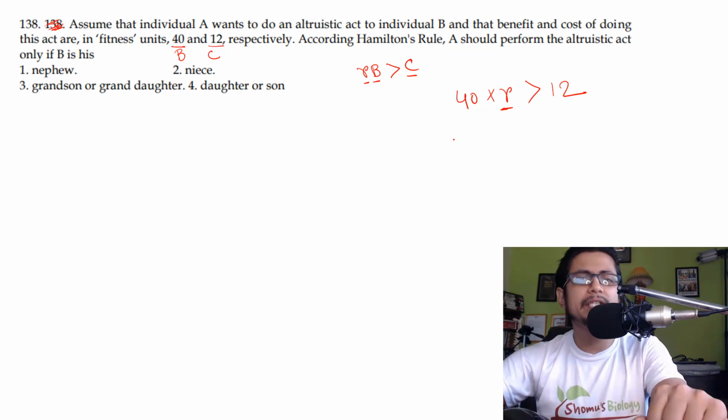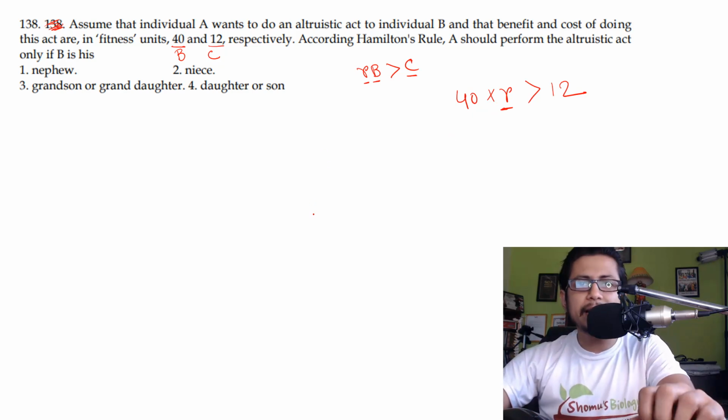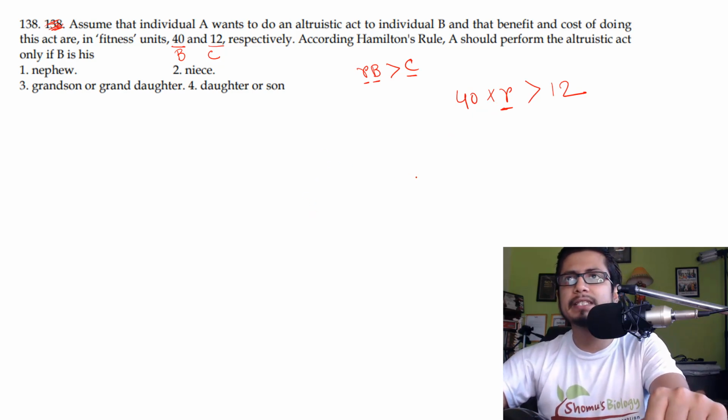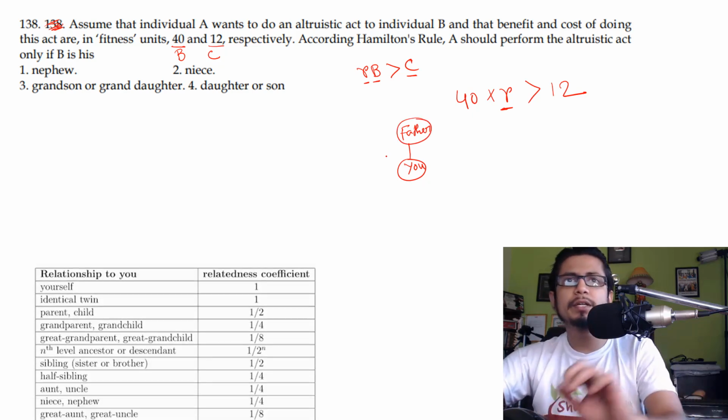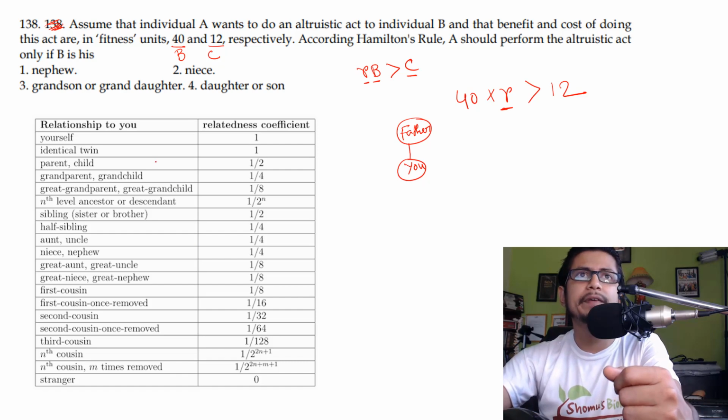But how exactly do we measure genetic relatedness? Genetic relatedness is measured in a very simple way. Let's say this is you, this is your father. Okay, I can share a table for genetic relatedness for ready reference.